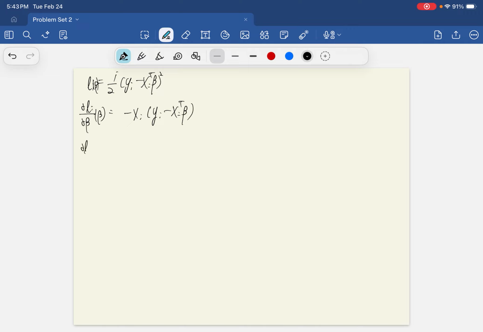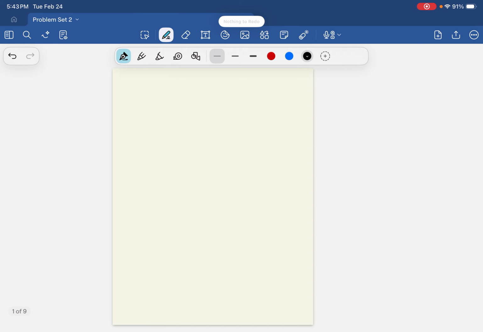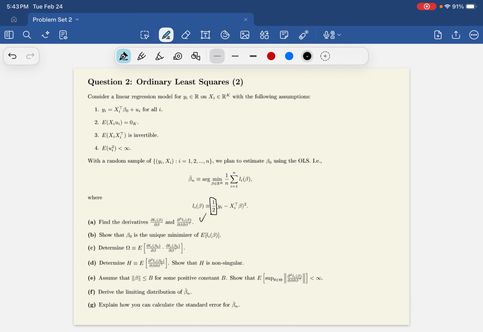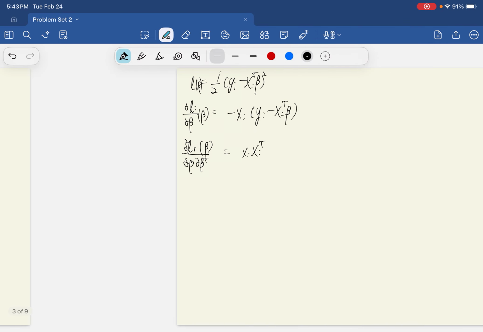And the second derivative is xi xi transpose, that's it, okay? Pretty simple. And then we did the first one: show that beta 0 is the unique minimizer of the expectation.